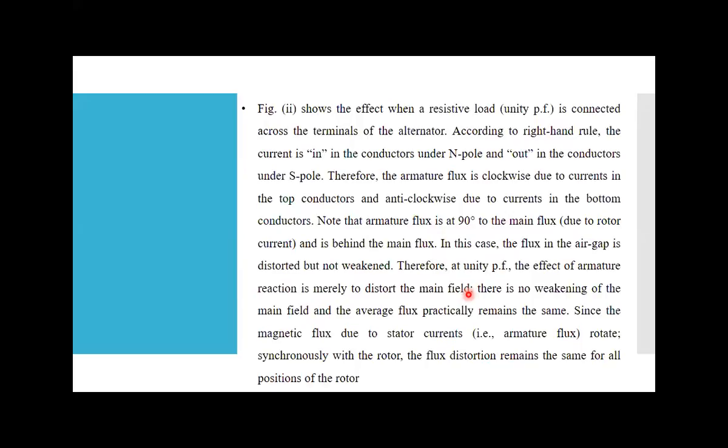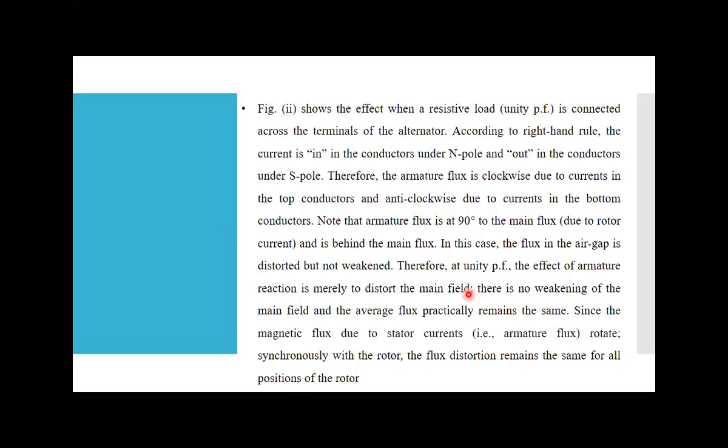Okay, if a question like this is asked, what will happen to the main flux when our load is purely resistive? Then simply your answer will be, it will distort the main flux. In a 1 mark question, any question can be asked. What is the effect of armature flux on the main flux when my load is purely resistive in nature? Your answer will be only one sentence: it will distort the main flux, simply. When my load is resistive, it will only distort the main flux. It will not weaken or strengthen it.